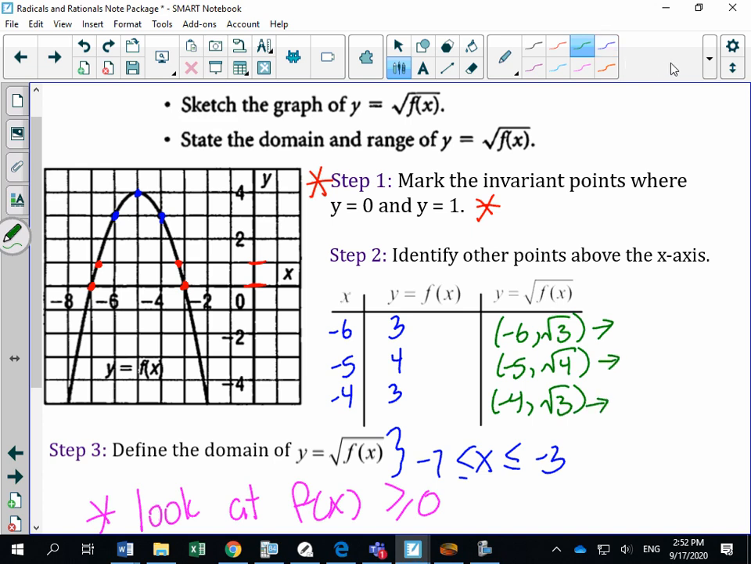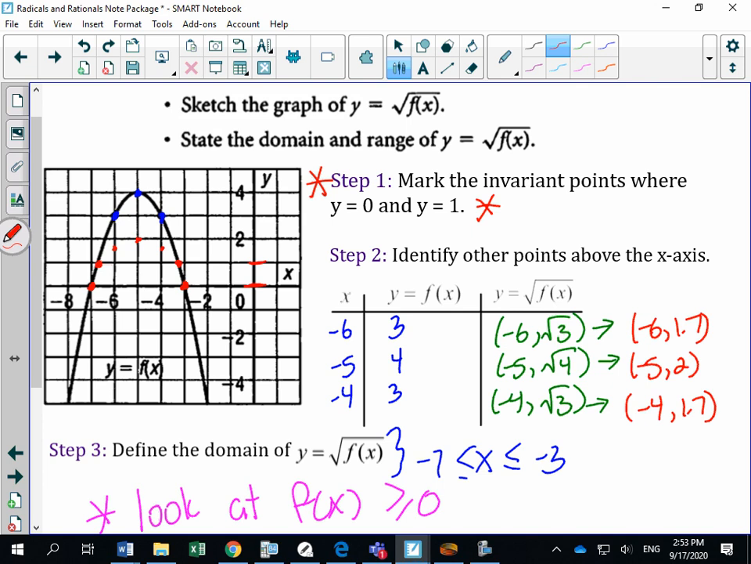The new transformed points are going to be, and I'm going to do this in red, -6 and 1.7, -5 and 2, and -4 and 1.7. Let's graph that. So -6 and 1.7 would be here, -5 and 2 would be there, and -4 and 1.7 would be here.